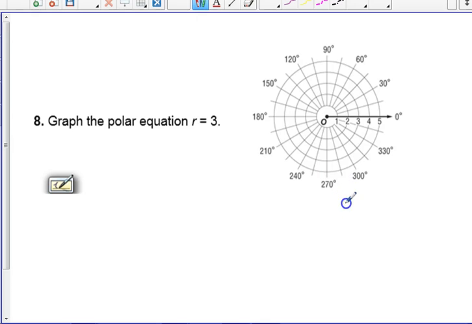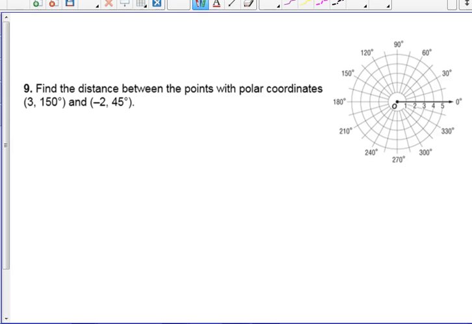Number 8, I don't even think I gave you graph paper. I apologize. Does anybody remember what this looks like, though? It's just a circle whose radius is 3, so it's this guy right here. You can just skip it on your notes if you want because we don't have graph paper.